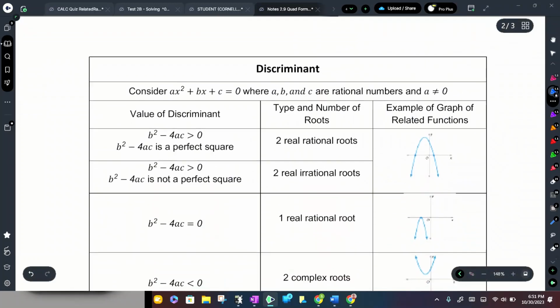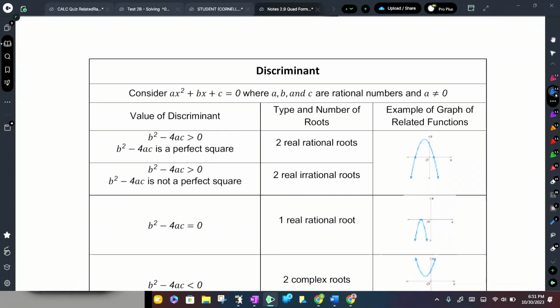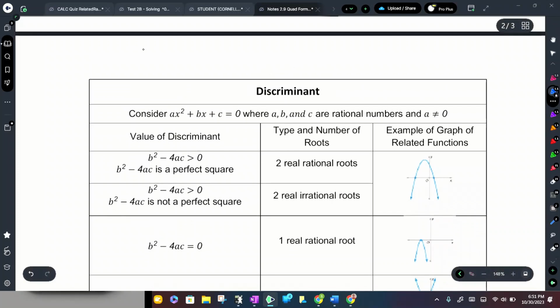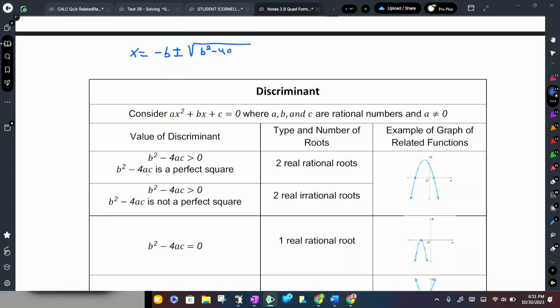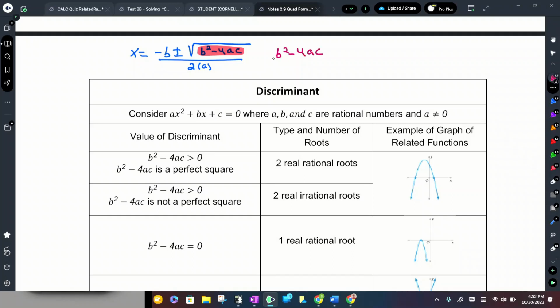We're going to go to the back page and we're going to talk about something called the discriminant. What's happening here is we have our quadratic in standard form. Just so we have it on the same page, I'm going to copy down my quadratic formula. x equals negative b plus or minus the square root of b squared minus 4 times a times c, all over 2a. And this discriminant is the stuff under the radical. So my discriminant is this value, b squared minus 4 times a times c.